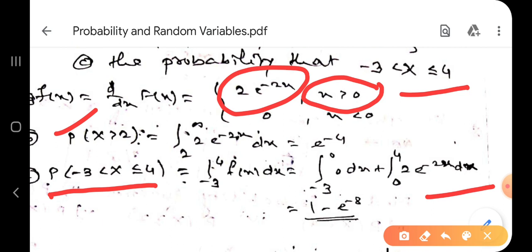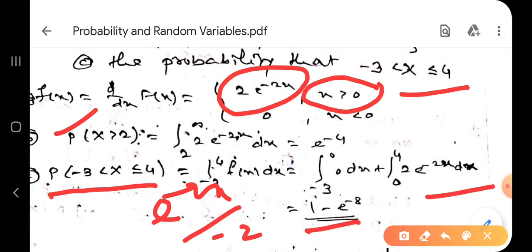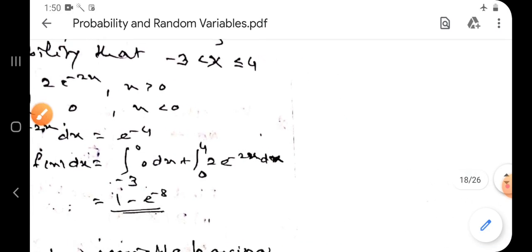Integrate again. Again e raised to minus 2x, what will its integration be? e raised to minus 2x upon minus 2. e raised to minus 2x upon minus 2. That minus 2 and 2 will cancel. Upper limit minus lower limit. You will get 1 minus e raised to minus 8. Why 1 minus came, I will also tell you, see here.